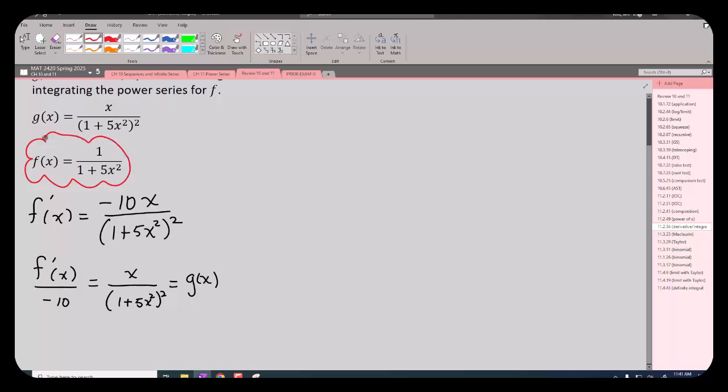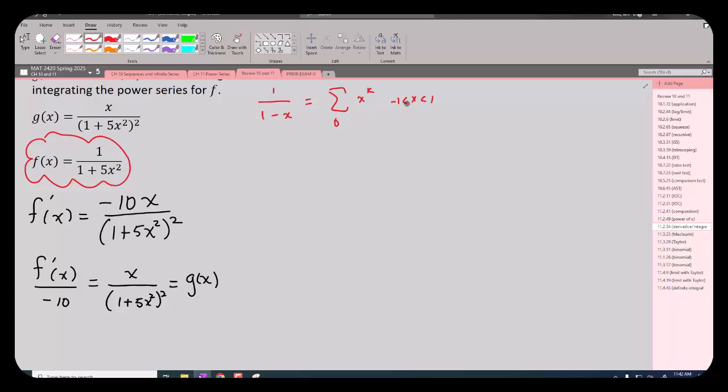All right, so this should remind you of an alternating geometric series. So we know that the geometric series, 1 over 1 minus x, is the summation from 0 to infinity of x to the k, and that the interval of convergence is negative 1 to 1. So that's the geometric series.